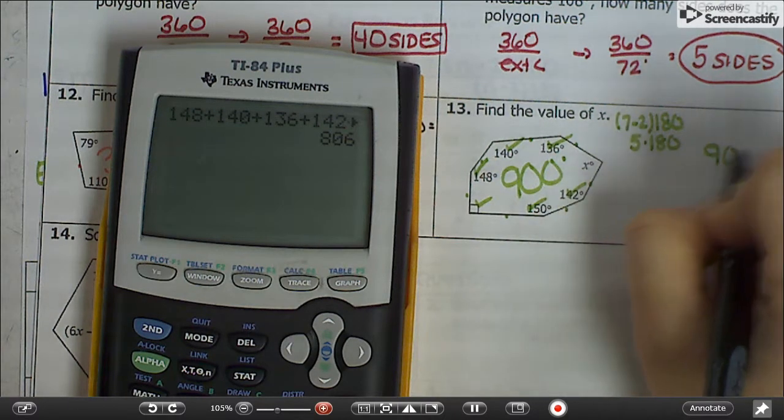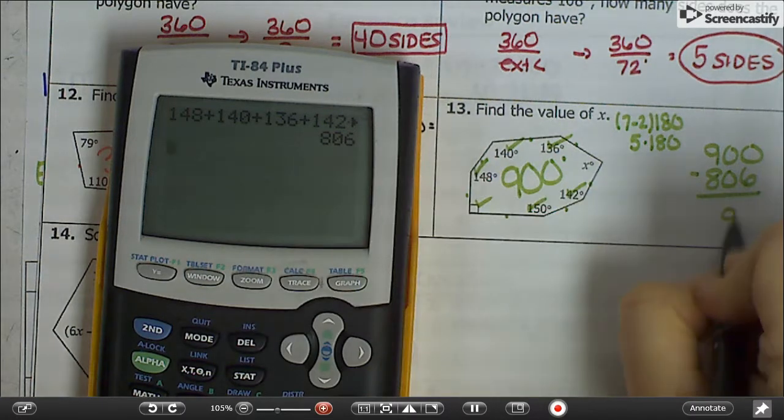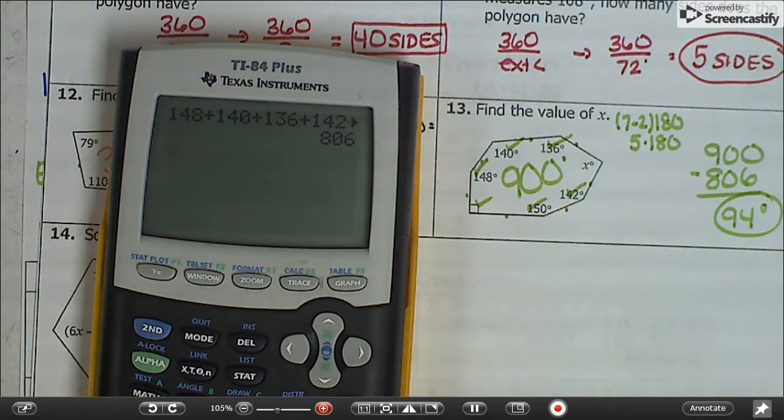So we're going to do 900 minus 806. That's what I get for adding up all those angles. So x is 94 degrees.